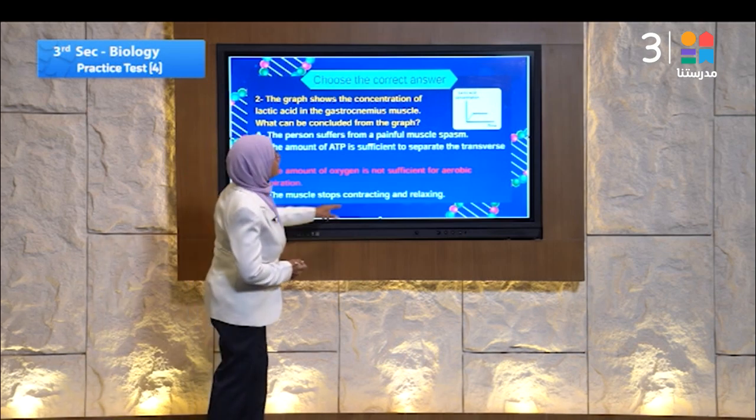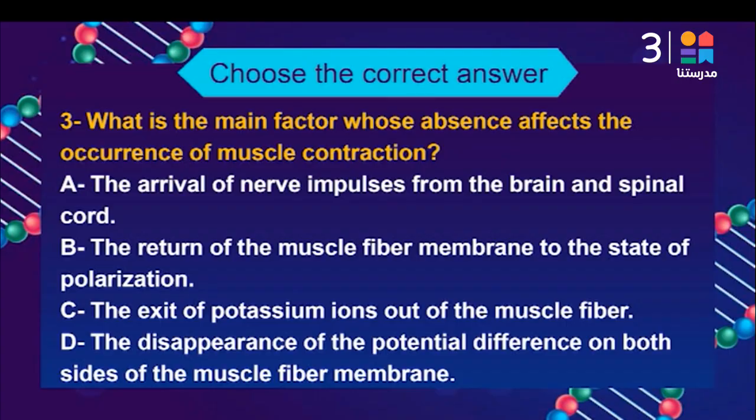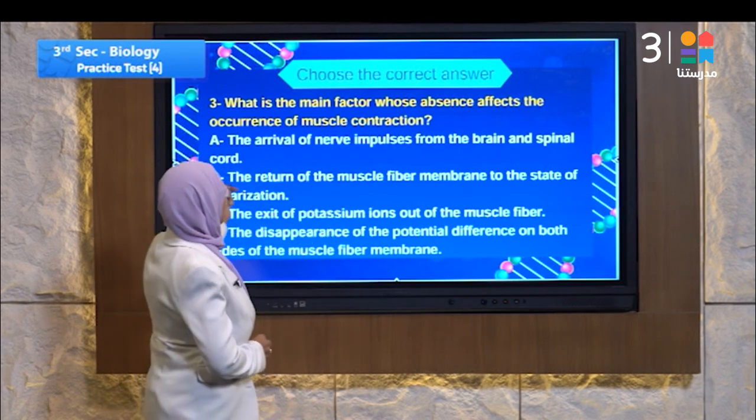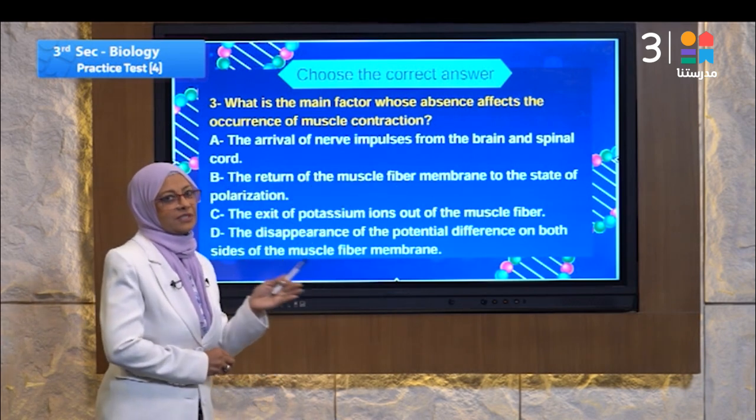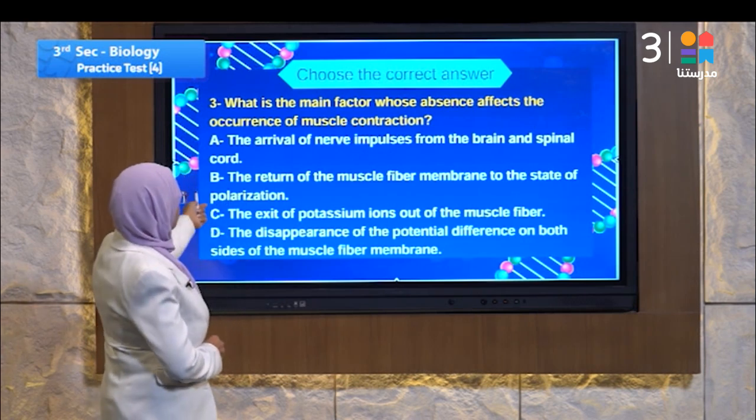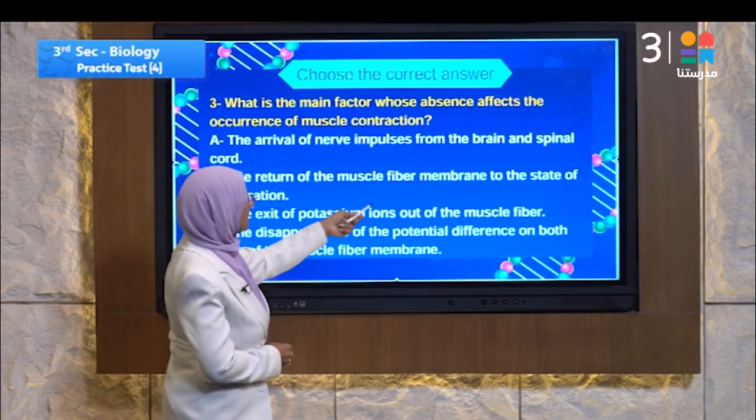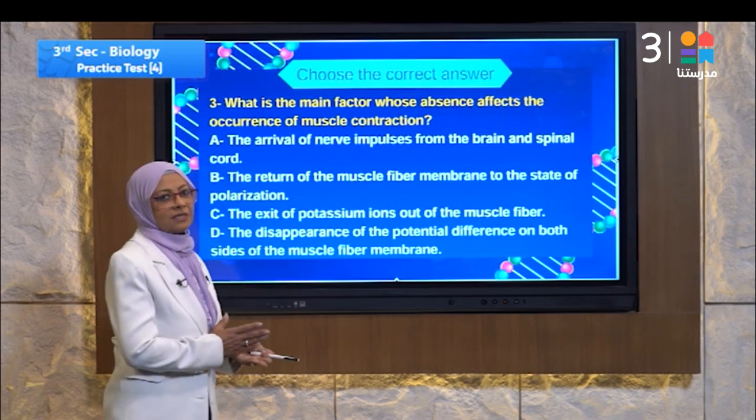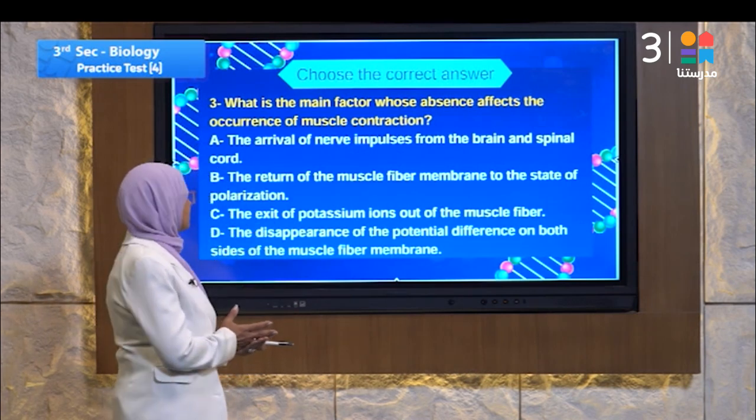Let's go to question number 3. Question number 3, what is the main factor whose absence affects the occurrence of muscle contraction? Which of them, when absent, affects the contraction? Number A, the arrival of nerve impulse from the brain and the spinal cord. It will affect, yes, it will affect. Number B, the return of the muscle fiber membrane to the state of polarization. It does not affect the contraction when absent.